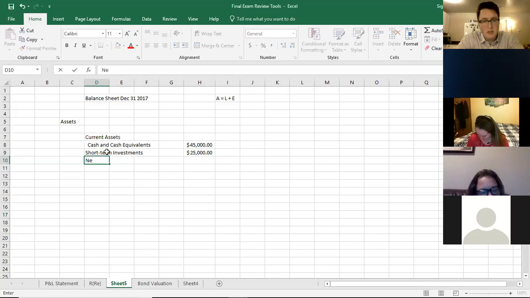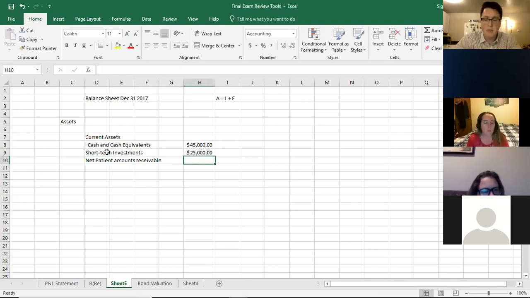Next, we'll have accounts receivable or net patient accounts receivable. Accounts receivable is things that I've billed for but not yet collected. So I provided services and now there are X amount of patients that owe the hospital money for the services that they received. That's accounts receivable. And let's say that my accounts receivable is 32,000.